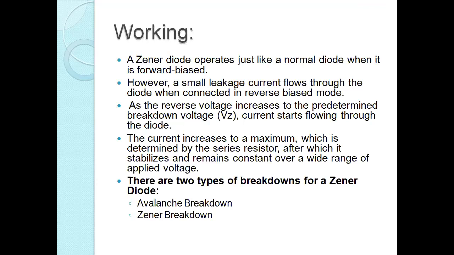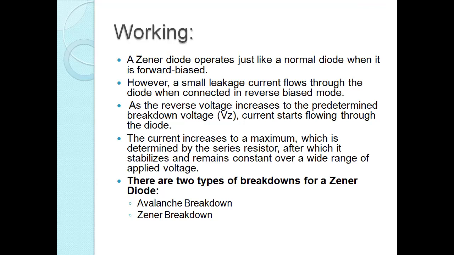Coming to the working of a Zener diode, the Zener diode operates just like a normal PN junction diode when it is forward biased. However, a small leakage current flows through the diode when it is connected in reverse biased mode. As the reverse voltage increases to the predetermined breakdown voltage, current starts flowing through the diode and the current increases to a maximum which is determined by the series resistor, after which it stabilizes and remains constant over a wide range of applied voltages.